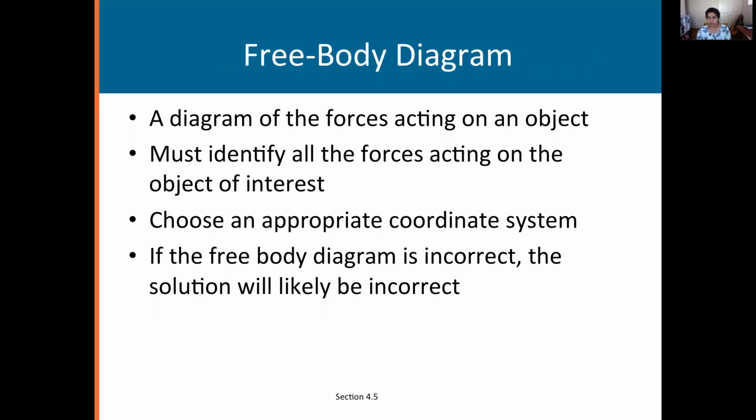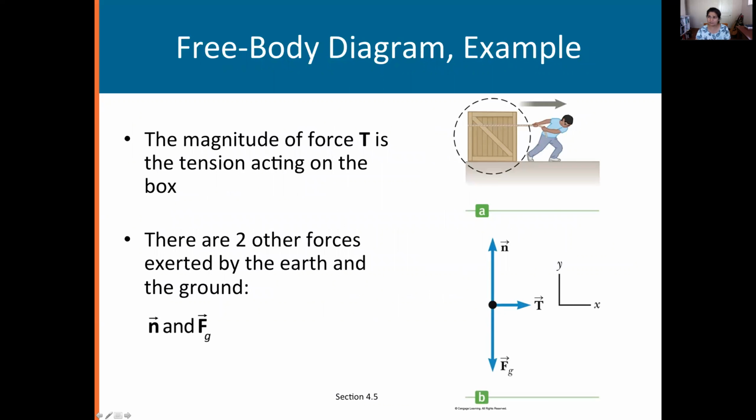And you're going to choose a coordinate system to make it simple to find which are your X direction forces, which are the Y direction forces. And then you're going to solve in both directions using Newton's second law, okay? So if you get that free body diagram wrong, then you're going to get your net external force wrong, and all your calculations are based on that, that's going to go wrong. So it's crucial to understand the free body diagram.